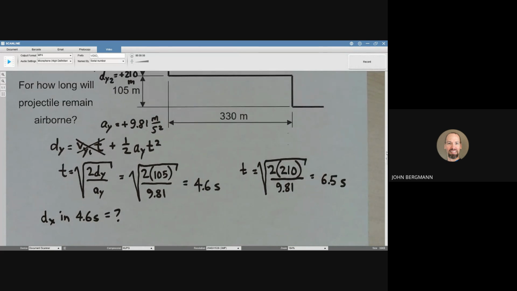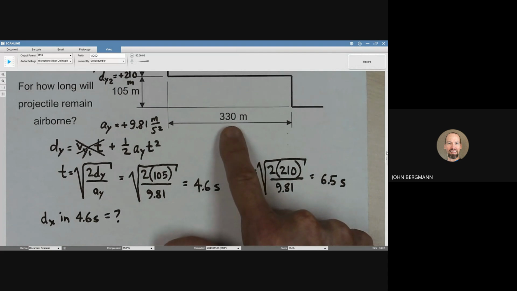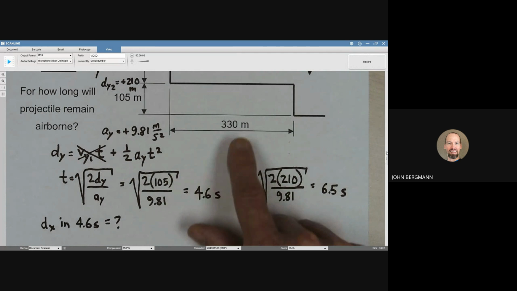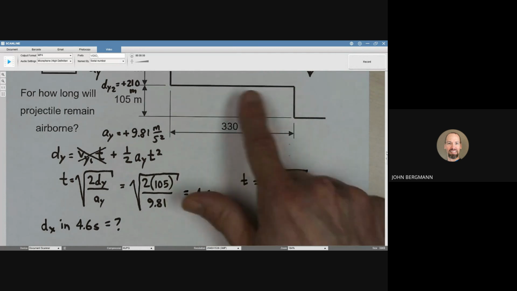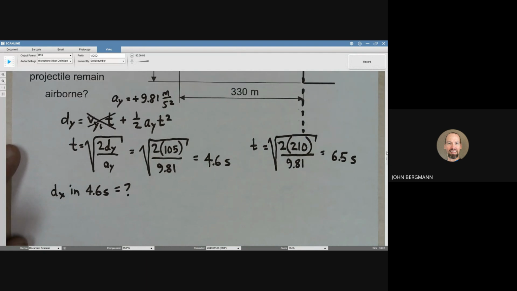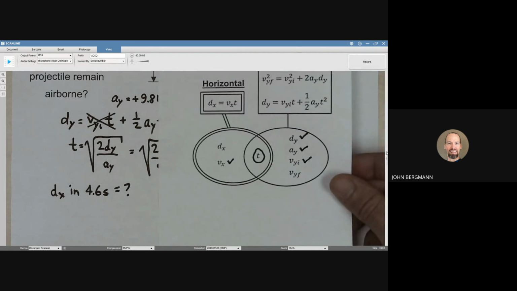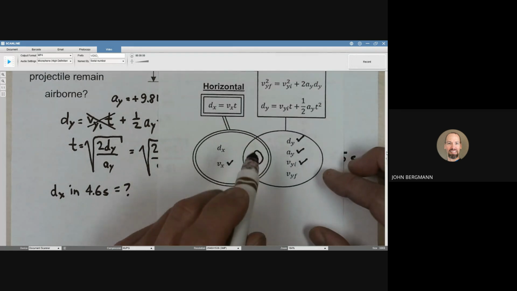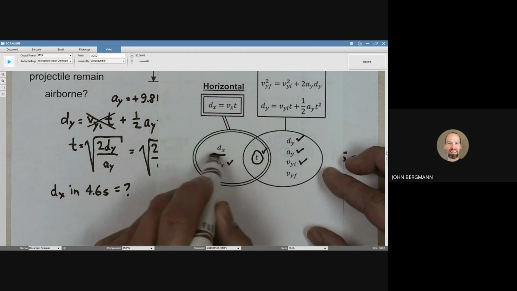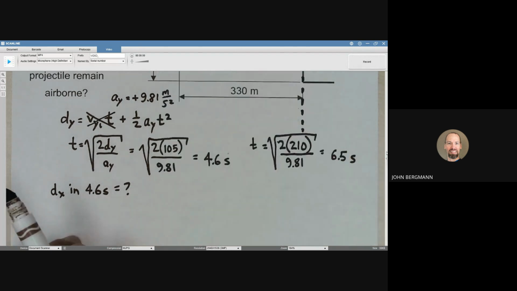If that number is less than 330, then clunk, the cannonball is going to land on the shelf. If this number is greater than 330, then it will have cleared the shelf. So let's figure out how far in the x direction this cannonball goes in 4.6 seconds. And to do that, we go back to our Venn diagram here. Now we know the time, 4.6 seconds, and we can very easily calculate dx. So let's do that.